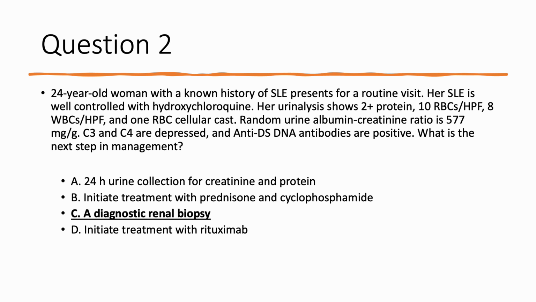The answer is a diagnostic renal biopsy. Whenever you see someone with lupus, the answer is going to be a biopsy. We want to know what class of lupus nephritis we have, and then we tailor the treatment accordingly. So doing a 24-hour urine collection, I just said we really don't need that, so that doesn't add much. We know that the patient has proteinuria, and she has a very active urinary sediment. You have red blood cells, white blood cells, 1 cellular cast. Starting treatment with prednisone and cyclophosphamide is way too early. We don't have a diagnosis yet.